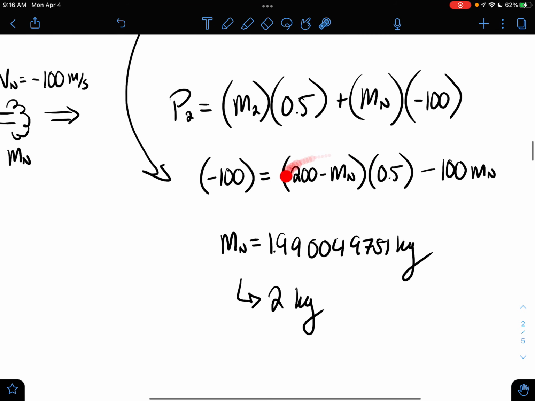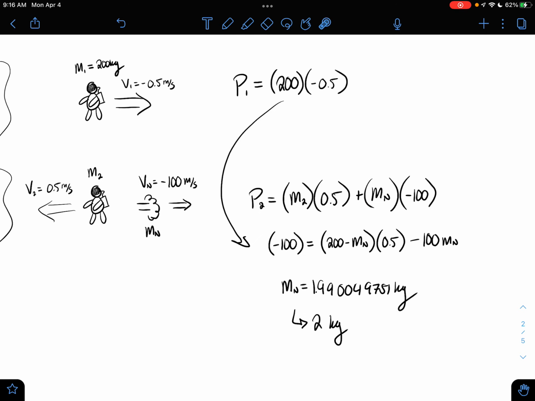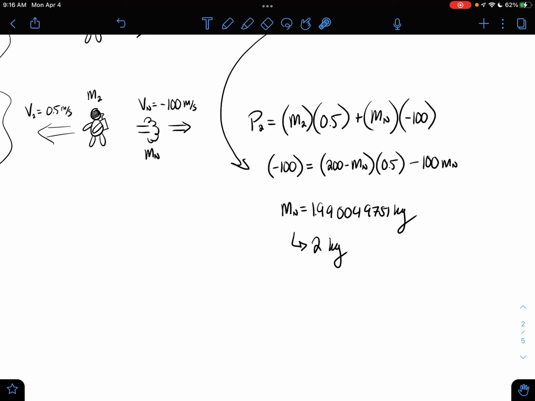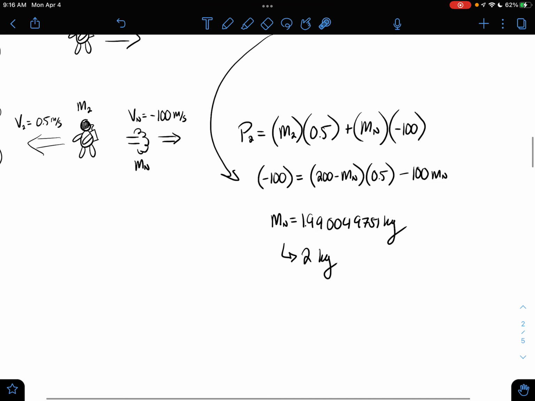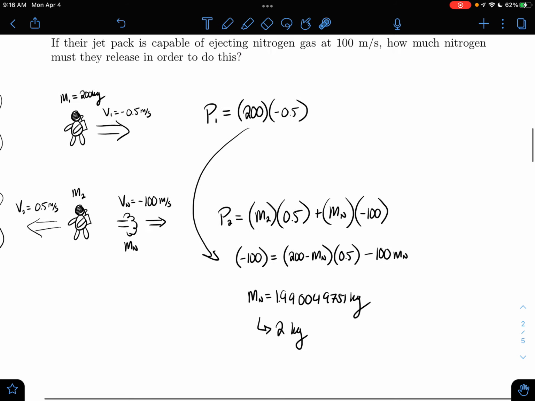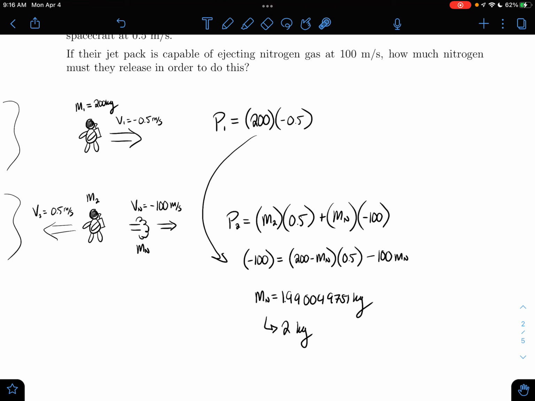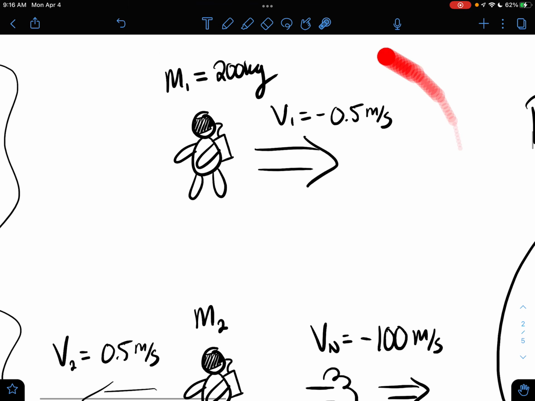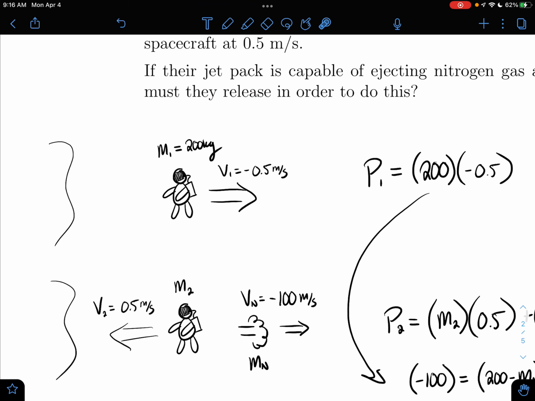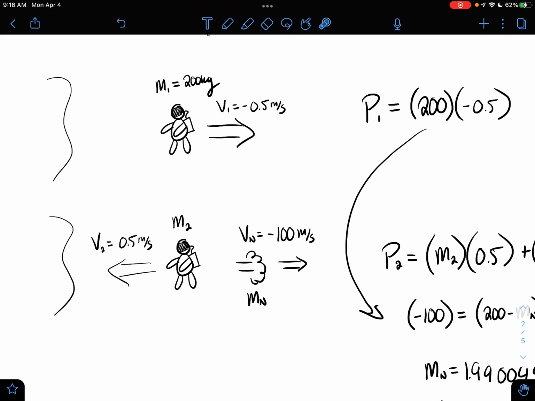If I ignored the fact that the astronaut lost some mass here and just said it was 200 before and after, I would have gotten that the mass of the nitrogen is 2 kilograms, which is very, very similar to this. So you can assume that they're just not going to change in this case, but it is important to think about where the mass is coming from and how it's starting and where it's ending when we're thinking about momentum when we're defining these systems, right? Because our initial system we defined was the astronaut with all the gear, which included the nitrogen.